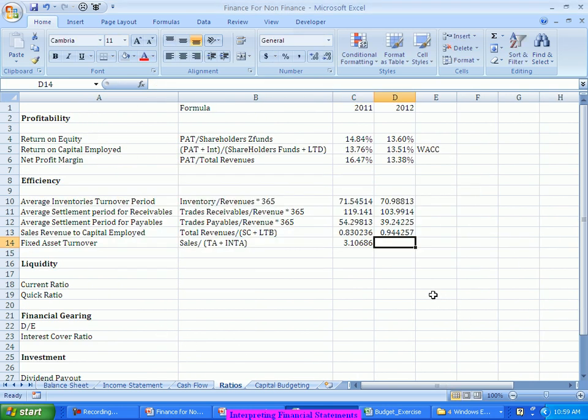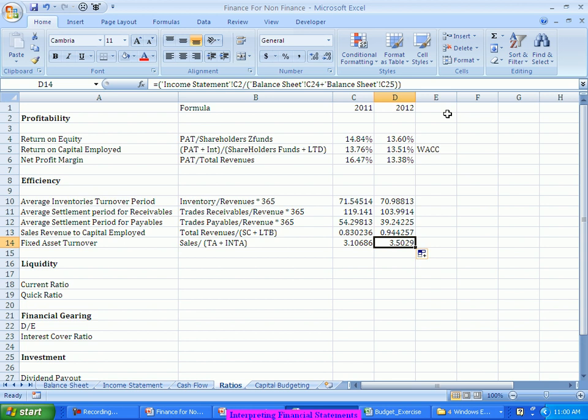So almost three times the investment, but it has become 3.5 times, which means the investment in the assets is much, much better, improved. But again, whether it is good or not can come only with the industry average or the competitors' comparison. So all these ratios.